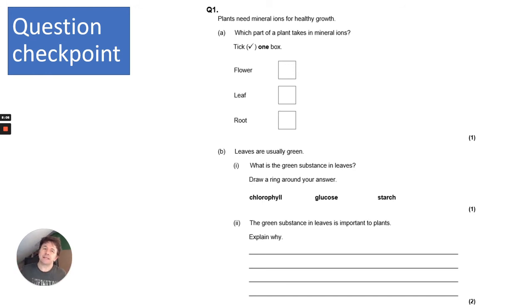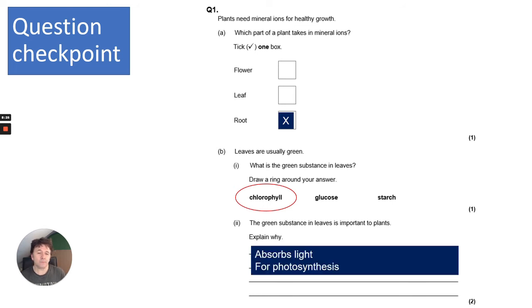Okay, so plants need mineral ions for healthy growth. Which part of a plant takes in mineral ions? Well, that will be the roots. Leaves are usually green. What's the green substance? That is chlorophyll. And then for 2 marks, the green substance is important. Why? Well, basically because it absorbs light and it allows photosynthesis to occur.